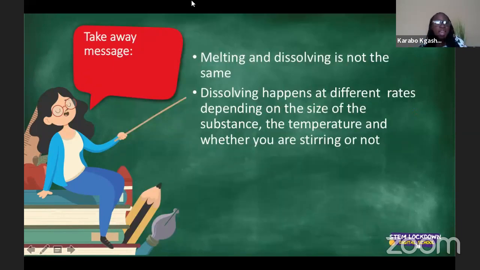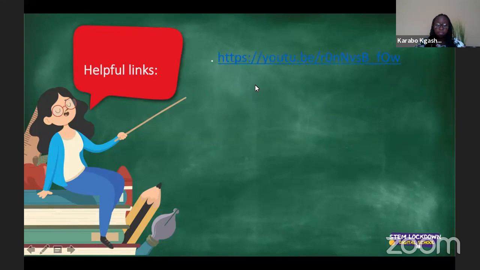All right, so what would I like you to take away for this lesson? Melting and dissolving is not the same. You have all proved this with the previous activity that we did, identifying the difference between melting and dissolving. Dissolving happens at different rates depending on the size of the substance, the temperature, and whether you are stirring or not. Here are some helpful links for you. You can find some very helpful stuff on YouTube, that very specific link.